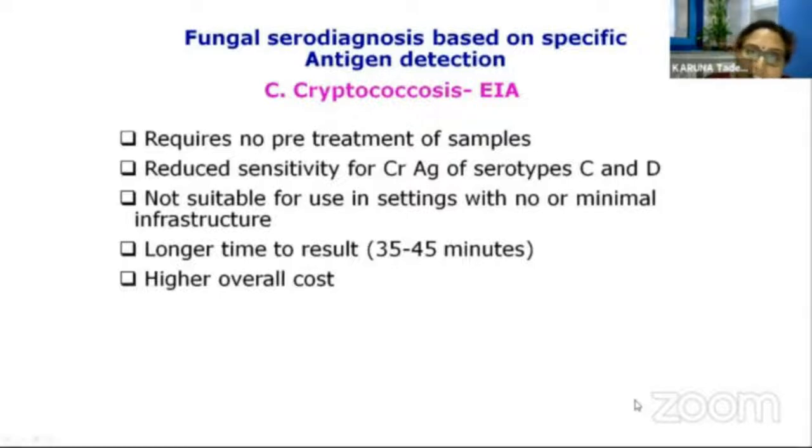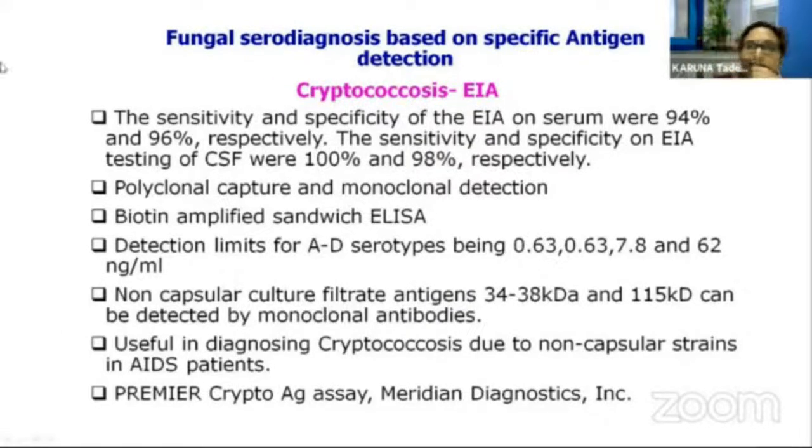Now coming to the third type of cryptococcal antigen detection assay, that is the enzyme immunoassay. It again requires no pretreatment of samples, but there is reduced sensitivity for cryptococcal antigen of serotypes C and D, and it is not suitable for use in settings with no or minimal infrastructure. There is a longer time to result, 35 to 45 minutes, and a high overall cost. The sensitivity and specificity are good, ranging from 94 to 96% in serum, and for CSF 100 to 98%.